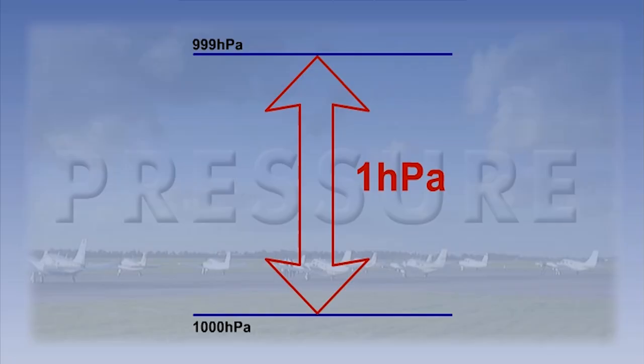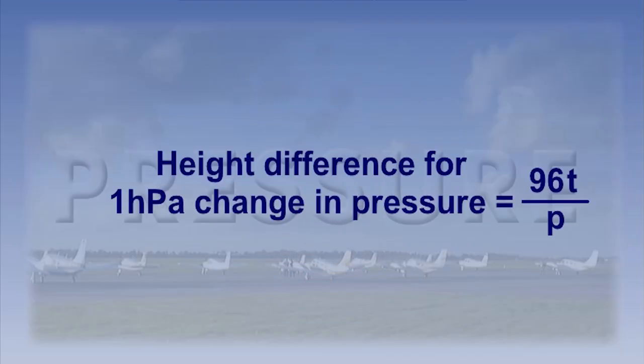There is a numerical method of calculating the vertical height change per hectopascal. The formula is shown in the diagram. When the variables are inputted into the formula, the result will show the height, in feet, represented by 1 hectopascal change in pressure. The variables are temperature in Kelvin and the pressure in hectopascals. The value 96 is a constant.